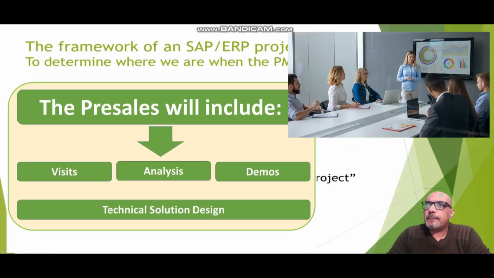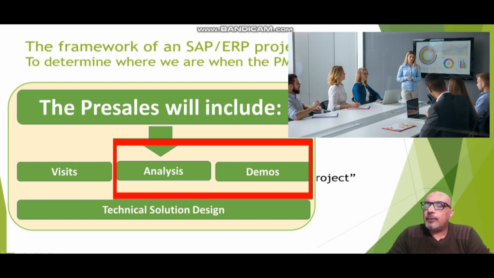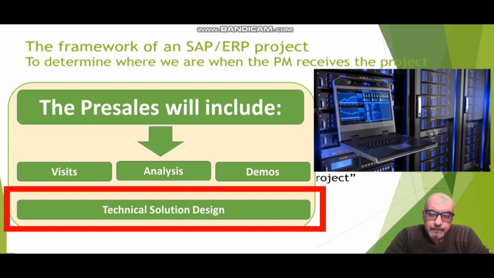The analysis and demos are related to the features of the software and the scope of the ERP software, which means which areas it is going to cover: finance, what specifically in finance, supply chain, inventory, purchasing, selling, the business processes in the scope of this project. Technical solution design is the design of the hardware and technologies that are going to be used in order to have this ERP system up.